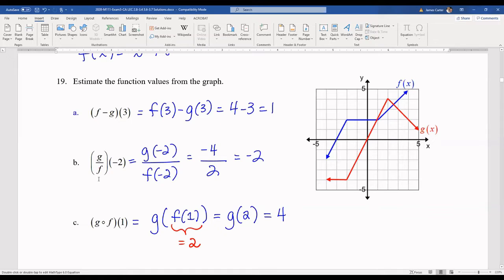Now we're going to do a similar process, dividing, when x is negative 2. So we go to the g equation. X is negative 2, 1, 2, and that gives us a value of negative 4 right here. Now we go to the f equation at negative 2, and we get positive 2 right there. Simplify this, and we get the overall answer of negative 2.